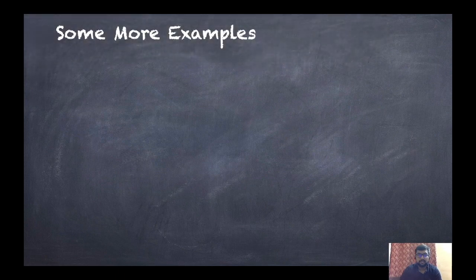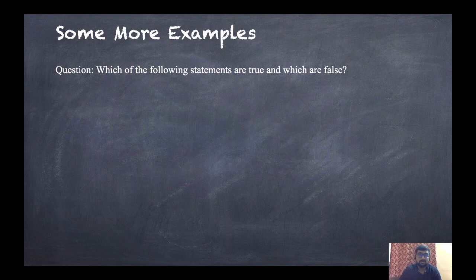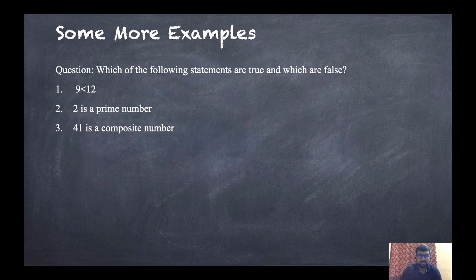Let us discuss some more examples. Which of the following statements are true and which are false? First one, 9 is less than 12. Second one, 2 is a prime number. Third one, 41 is a composite number. And fourth one, 2 plus 5 equals 3 plus 9. Let us discuss all the examples and then conclude whether they are true or false. First one, 9 is less than 12. So it is a statement, and it is a true statement.